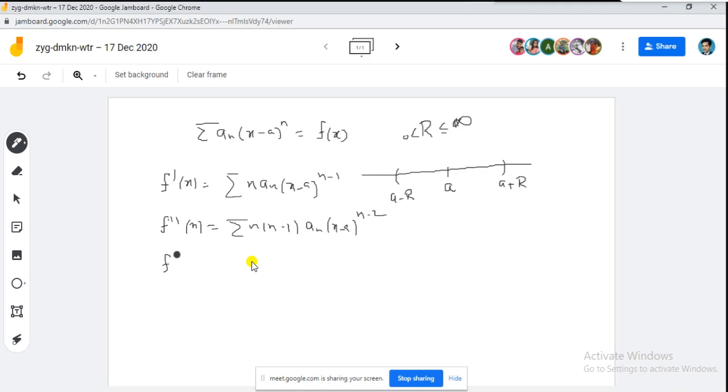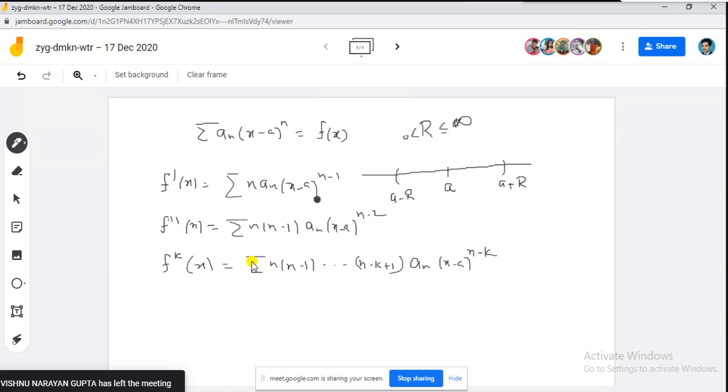So if you differentiate say k times, what will you receive? You will get n times n minus 1 and so on up to n minus k plus 1, and then a_n and (x minus a) to the power n minus k, right? Is it okay? Yes, sir. Okay.